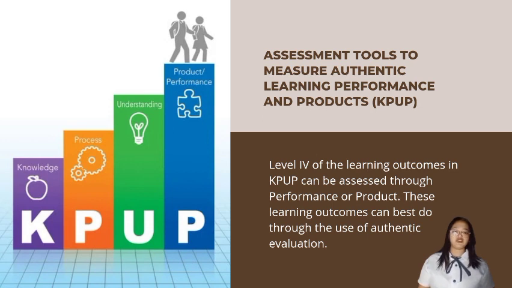Assessment tools to measure authentic learning, performance, and product, also known as KPUP. Level 4 of these learning outcomes in KPUP can be assessed through performance and product. These learning outcomes are best done through the use of authentic evaluation. When we say authentic evaluation, it is a test in real life tasks, performance, and actual product. So when we say authentic, we always think about something that is happening in real life or is real.